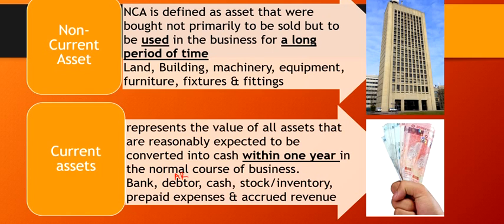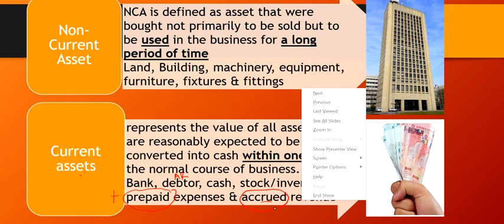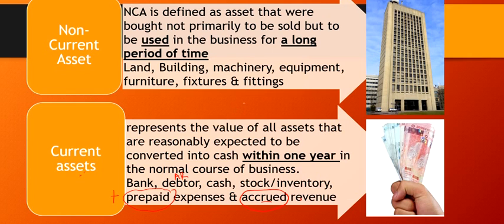And then prepaid expenses. What you must know is prepaid ni terlebih, accrued ni terkurang. So kalau prepaid expenses, dia akan jadi current asset. Kalau accrued revenue, dia akan jadi current asset juga. However, kalau dia prepaid revenue, dia akan jadi current liability. Terbalik, okay?